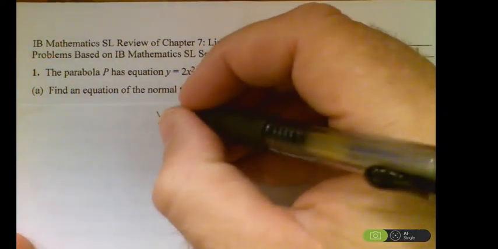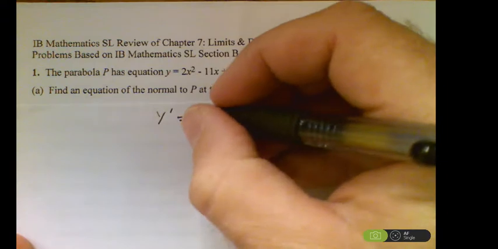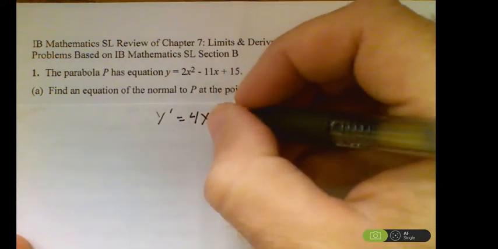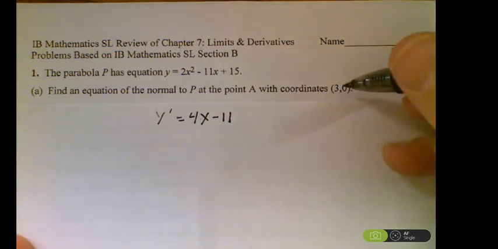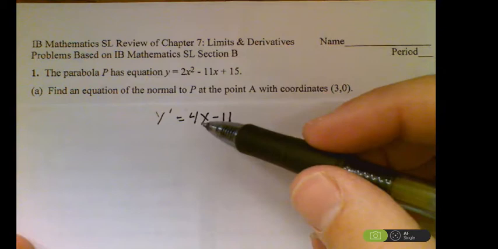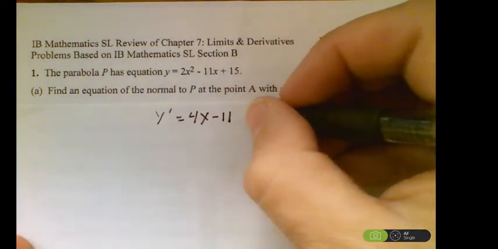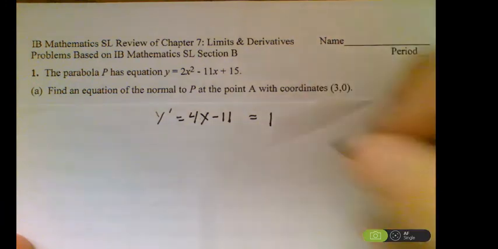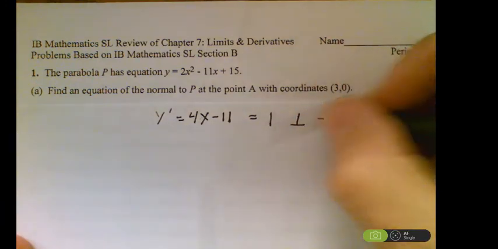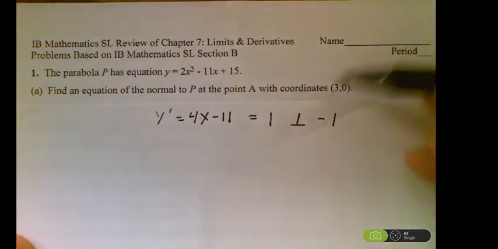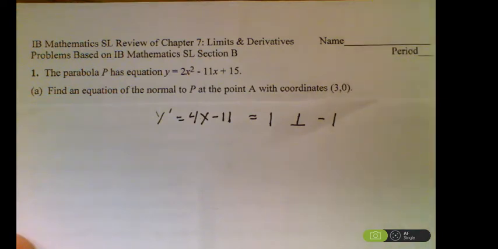So if we take the derivative of the parabola, 4x to the first minus 11. If we sub in our x value, that's going to give us our slope. If we stuck a 3 right there, we'd be looking at 12 minus 11, which is 1. Perpendicular to that would just be negative 1. So we got our point, we got our slope. We can now plug that into the point slope formula to get the equation of the normal.